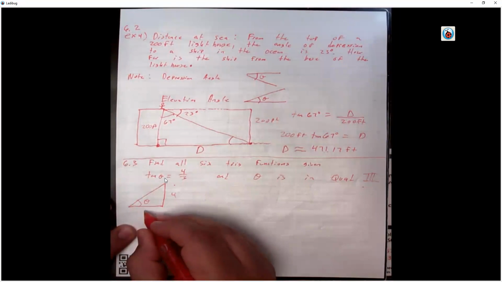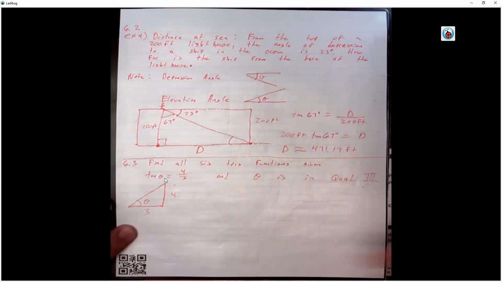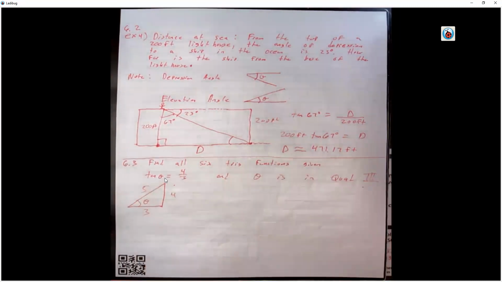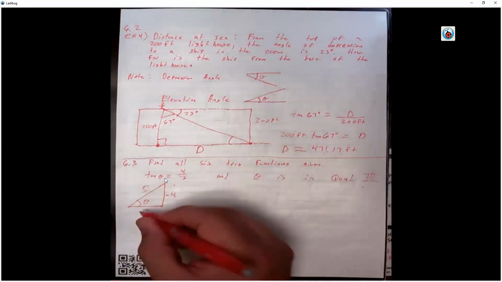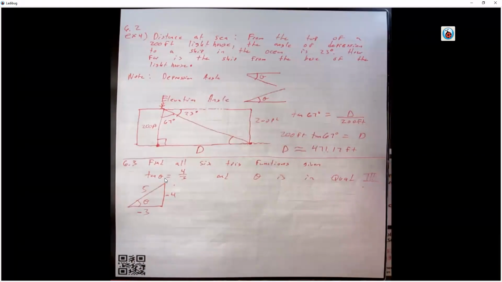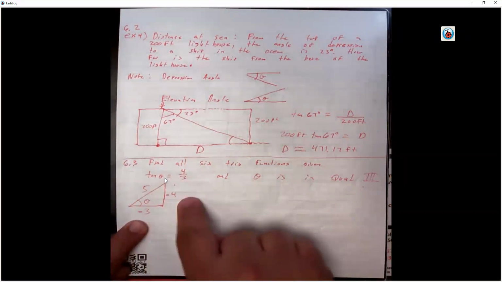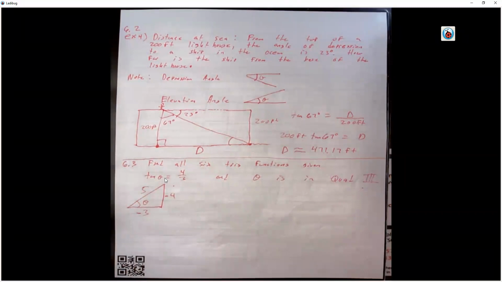Opposite over adjacent, right? This one is a magic triangle, so that should be a 3, 4, 5. What kind of triangle is this? Magic. There's a few triangles that keep coming up that give you whole numbers for all 3 sides. There's like a few of them.